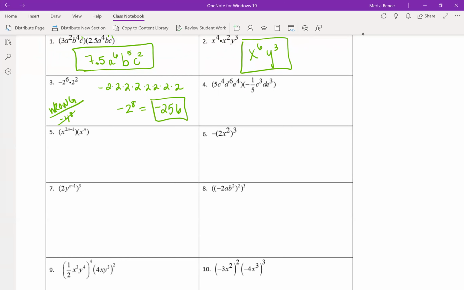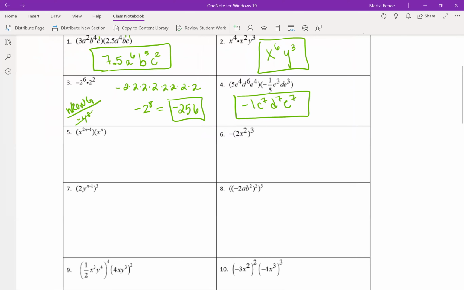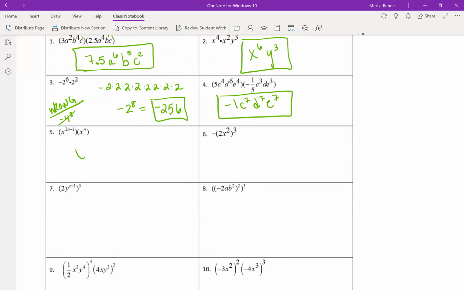So it's always a good idea to check your answer. All right, for 4 and 5, same thing. Multiply coefficients, add exponents, then we'll talk about 6. So hopefully for 4, you get negative c to the 7th, d to the 7th, e to the 7th. And for 5, x to the 3n minus 1.